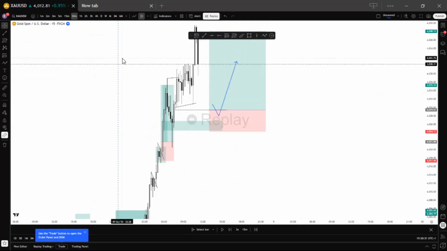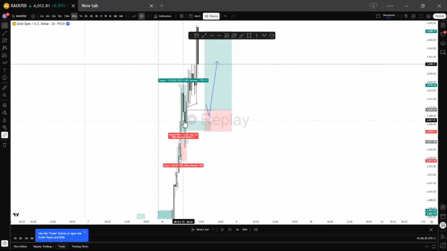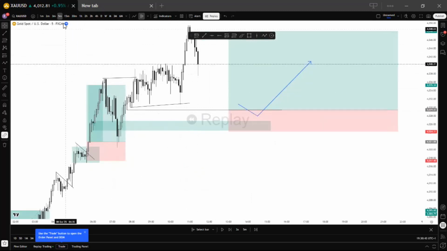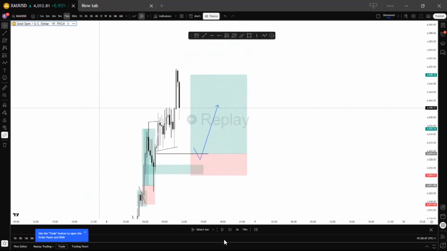Or let's see if we can get a more precise point of interest. I would have loved to use this support here, but gold respects fair value gaps a lot. So we're going to work with that fair value gap from the 15 minutes time frame. Okay, so let's play it and see what's up.